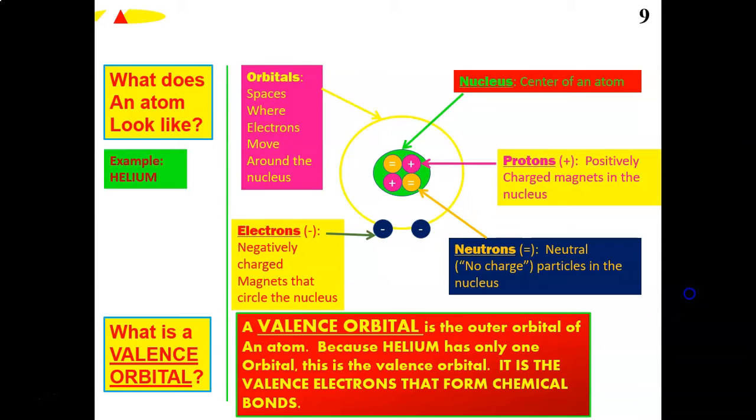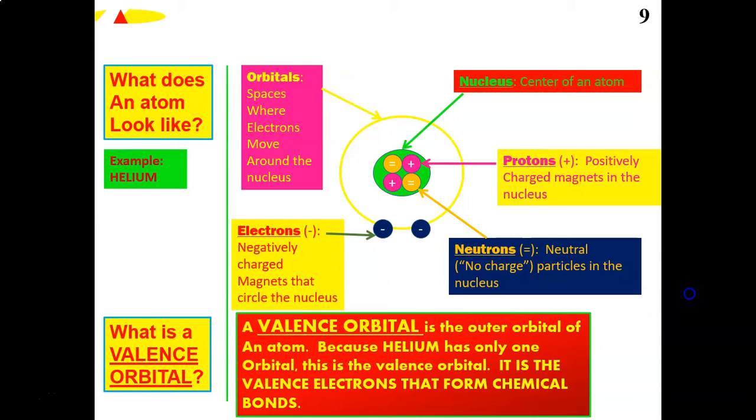So first of all, let's start with the nucleus. The nucleus is the center of the atom. That green circle is not really a pouch like you would have in biology for the nucleus of a cell. It just simply represents the center of the atom. Inside the nucleus, you have protons, positively charged particles, and neutrons, which are neutral.